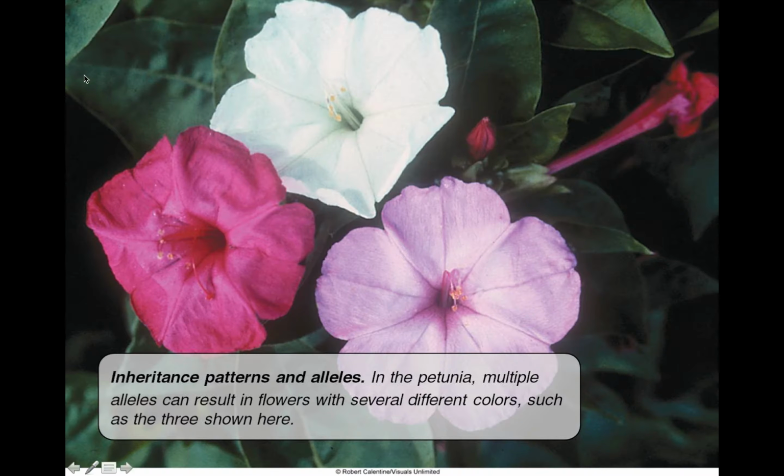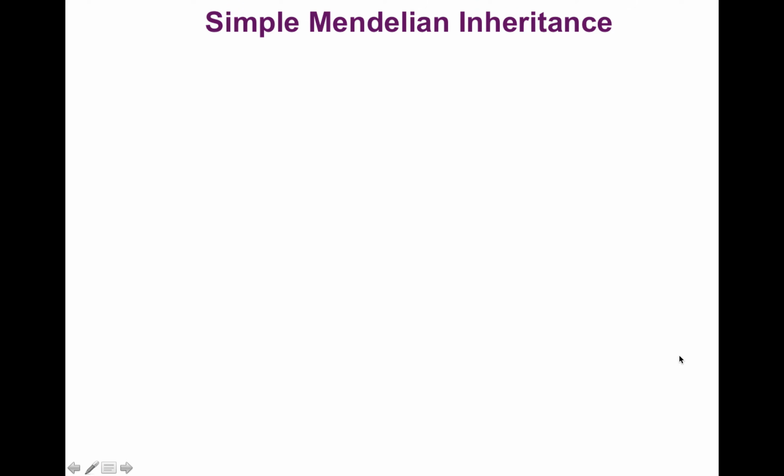Sometimes, when you mix a recessive allele and a dominant allele, you don't get the dominant phenotype, but you get an intermediate phenotype instead. Simple Mendelian inheritance has a few definitions that we need to go over before we deviate from those.